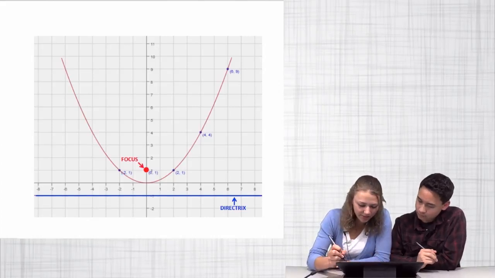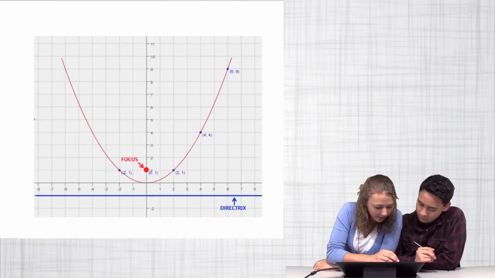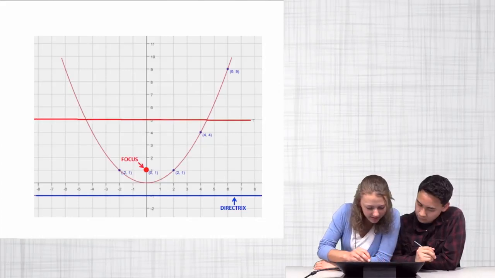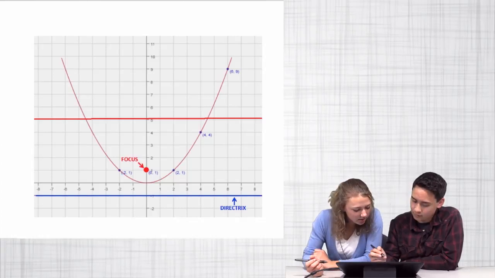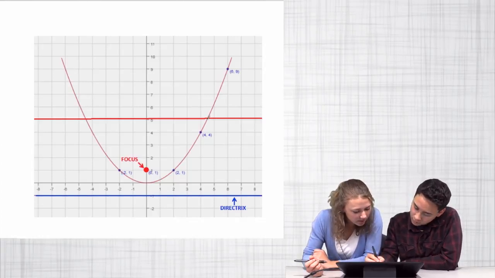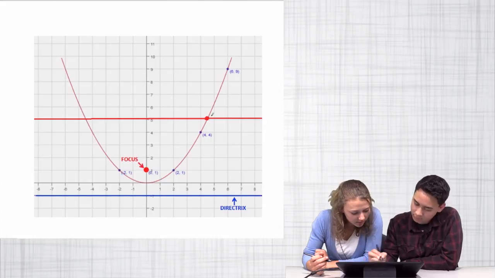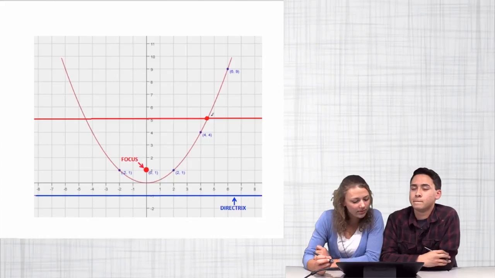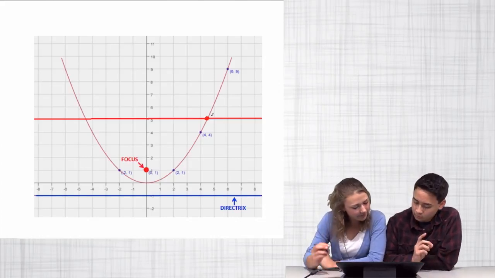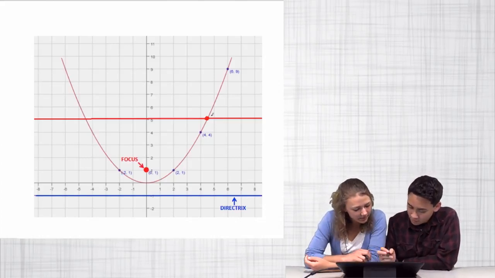All right, so since we know it's going to be 5, it'll be somewhere along there. Can you mark the point on the parabola that would have y equals 5? Right here. Okay. And so what I want you to do is figure out what the x value will be for that point, if y is 5.